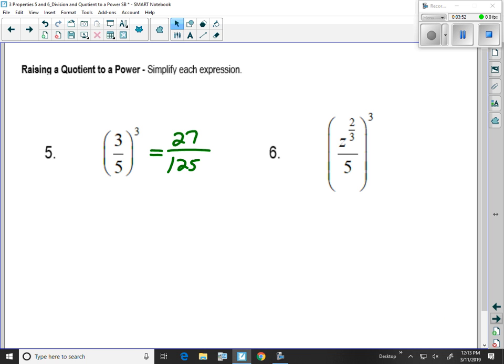Okay. Now we have number 6. Z to the 2/3 to the 3rd. What do I do with that 2/3 and that 3rd power? Multiply them. 2/3 times 3 is 2. So you'd have z squared. What's my denominator going to be? 5 to the 3rd power. 125. Good, 125.